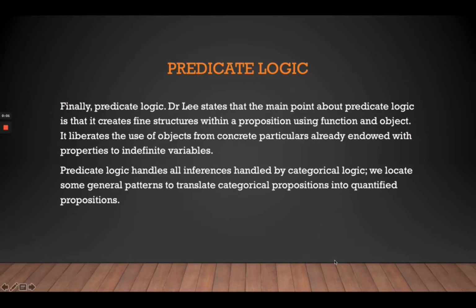And finally, predicate logic. Dr. Lee states that the main point about predicate logic is that it creates fine structures within a proposition using function and object. It liberates the use of objects from concrete particulars already endowed with properties to indefinite variables. Predicate logic handles all inferences handled by categorical logic. We locate some general patterns to translate categorical propositions into quantified propositions.